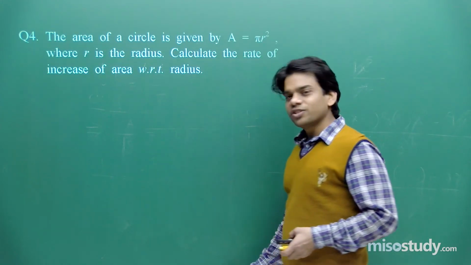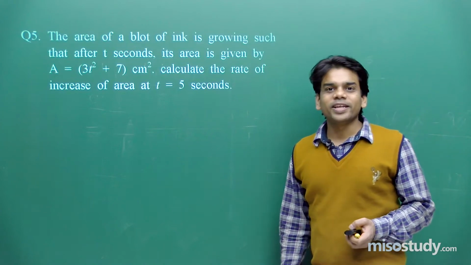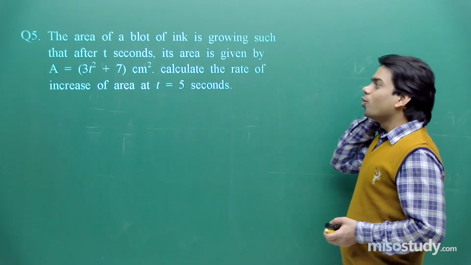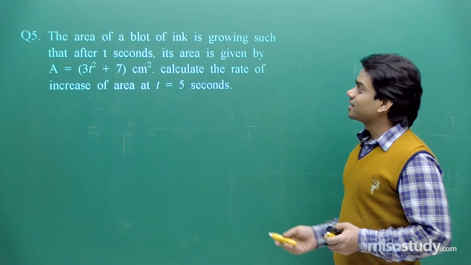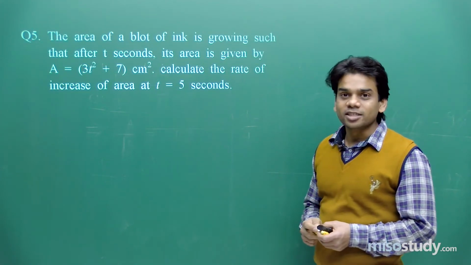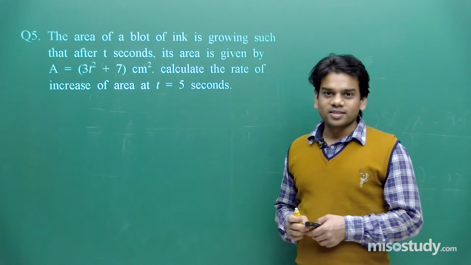Easy problems, differentiation is not too tough. Fifth one, again the application of derivative. You see here, the area of a blot of ink is growing such that after t seconds its area is given by A equals 3t square plus 7 square centimeter. Calculate the rate of increase of area at t equals 5 seconds.